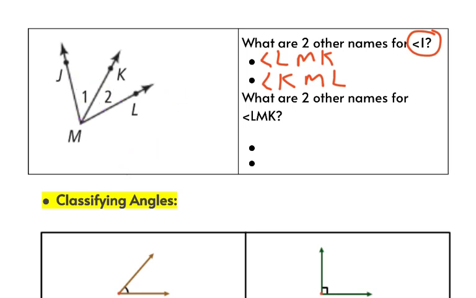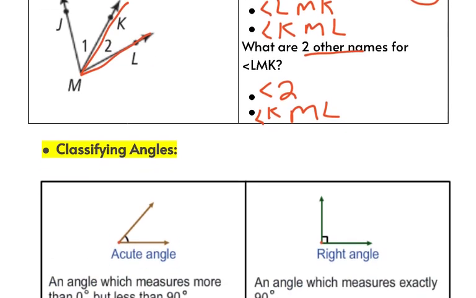So the next question says, what are two other names for angle LMK? Well, angle 2, right? LMK is this one, or I can reverse that order and say KML. Don't forget that angle symbol in front of it.